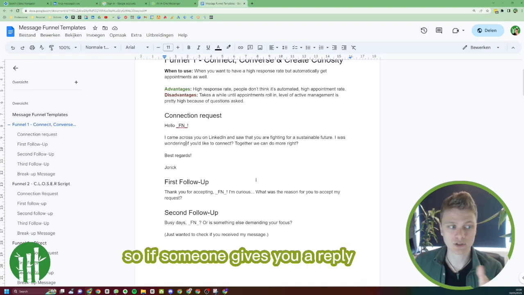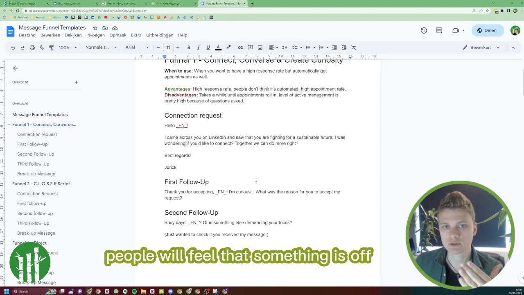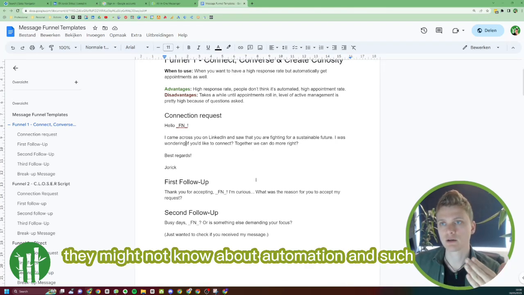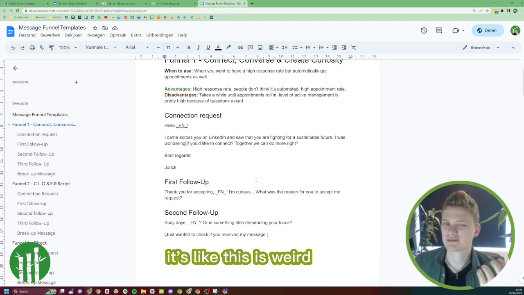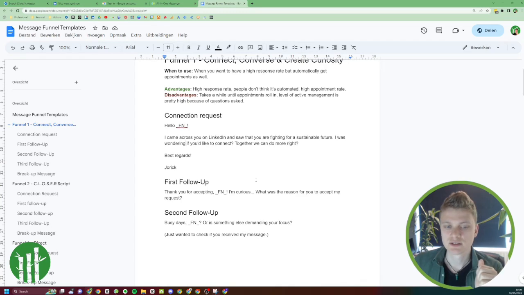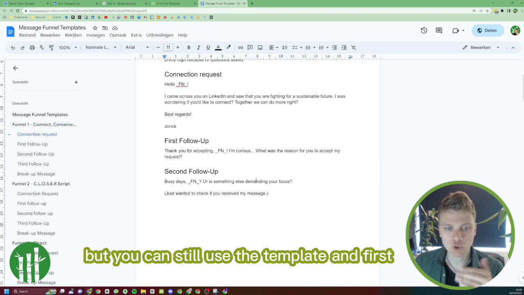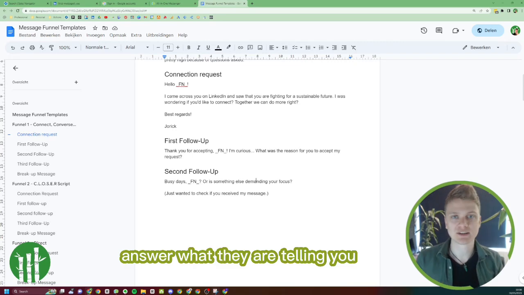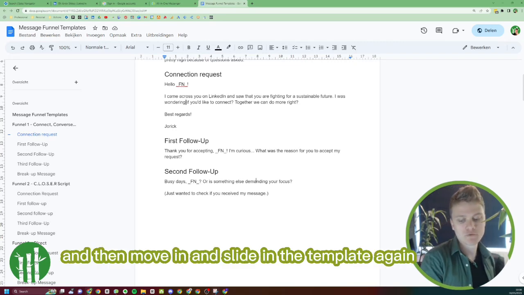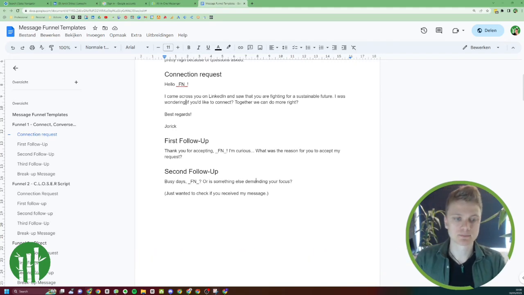So if someone gives you a reply and you give a static answer, people will feel that something is off. They might not know about automation and such, but they feel it. It's like, this is weird. So that's why that does not happen. But you can still use the template and first answer what they are telling you, and then slide in the template again. That's what I recommend at least.